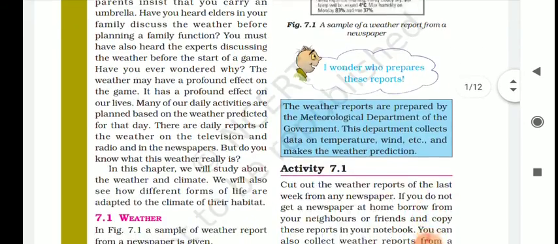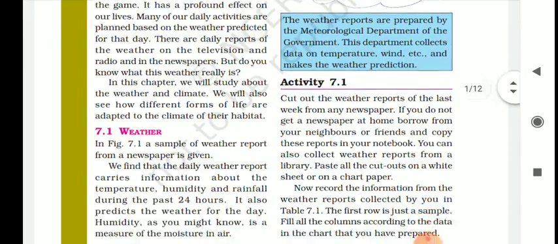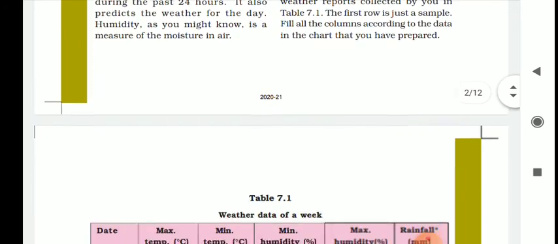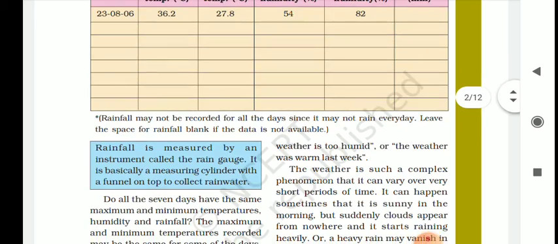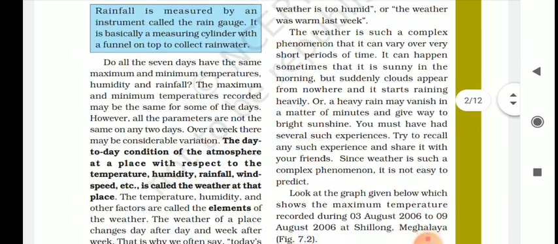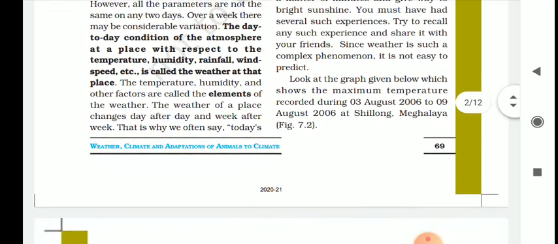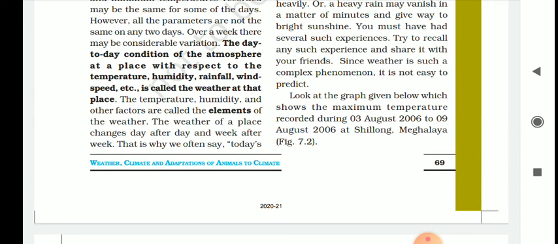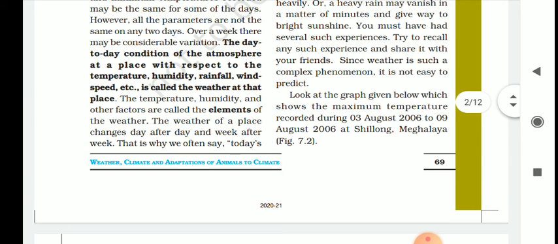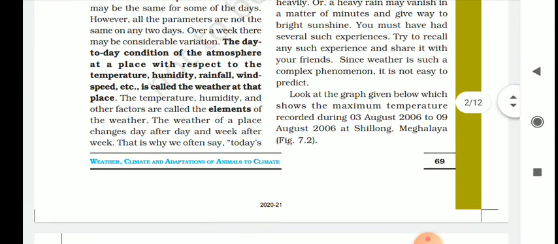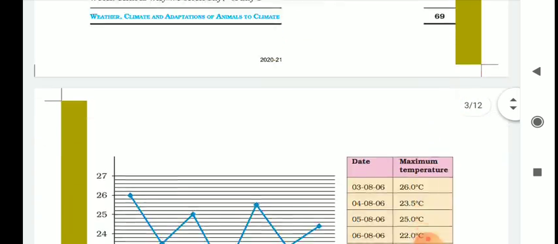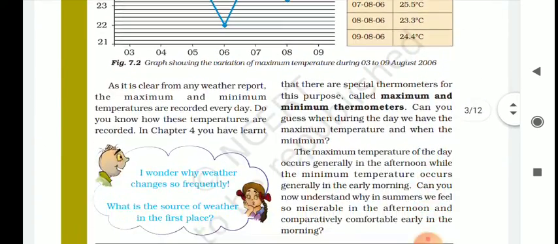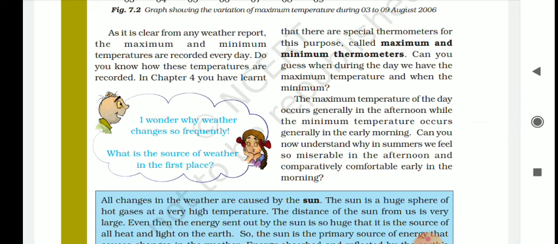Dear students, in the previous lesson we learned about the weather, the types of weather and how we can define weather. We learned the elements of weather like temperature, day-by-day conditions of the atmosphere at a particular place, humidity, rainfall and wind speed. These measurements we call weather. We also learned about the maximum and minimum thermometer, which is used for measuring the weather.